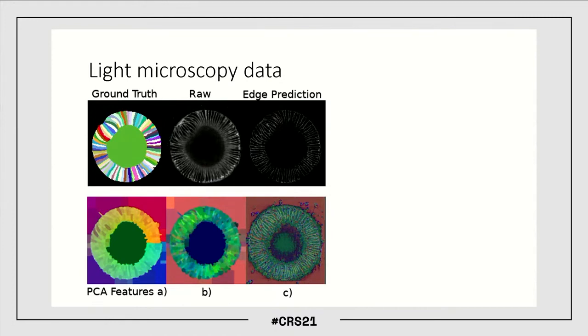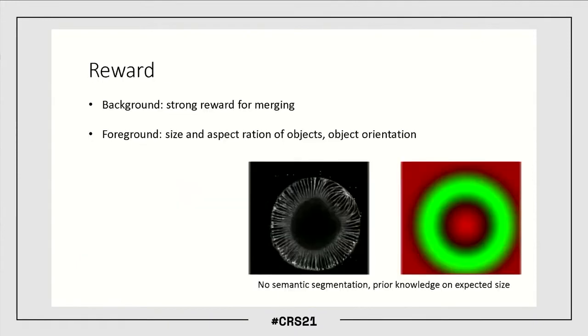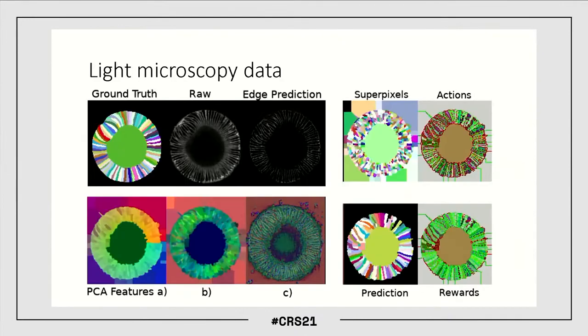And then, interestingly, you can see that if you learn long enough, so if you look at this image C, it actually comes to a sort of semantic segmentation of the boundaries. And the particular reward that we are using there is, in the background area, we have a strong reward for merging. In the foreground area, we have the size and aspect ratio of the objects that we know, and the orientation in which they should fit the image like this. And then to know where the foreground and the background is, we know the width of the embryo, and we just put a Gaussian ring on top to estimate that. And that's the result that we can get out of this.